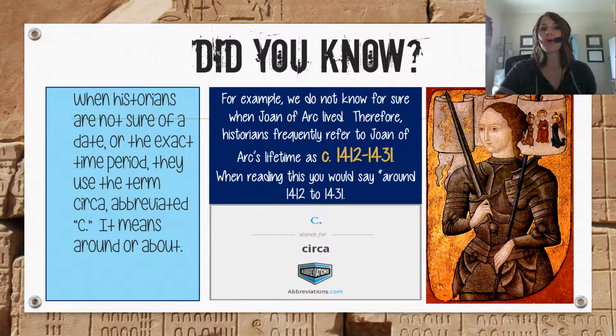For example, we do not know for sure when Joan of Arc lived. Therefore, historians frequently refer to Joan of Arc's lifetime as c. 1412 to 1431. So about 1412 to 1431. When reading this, you would say about or around 1412 to 1431. So there is a little fact for you on what circa means.